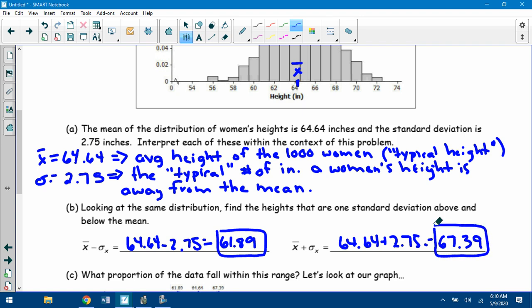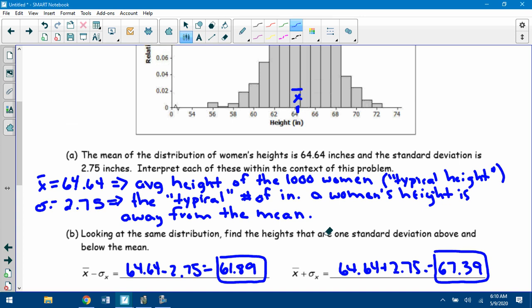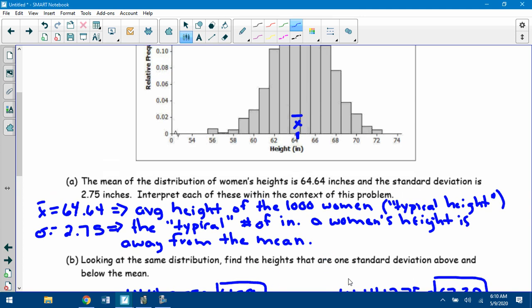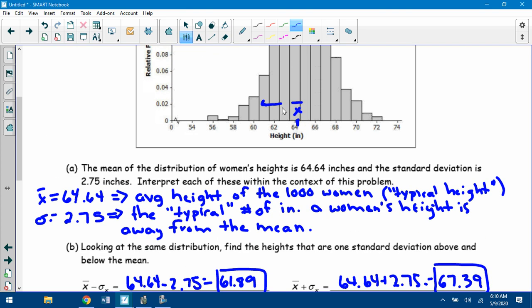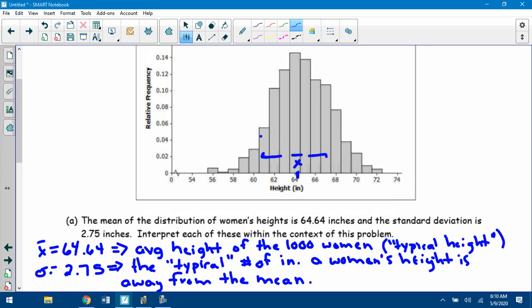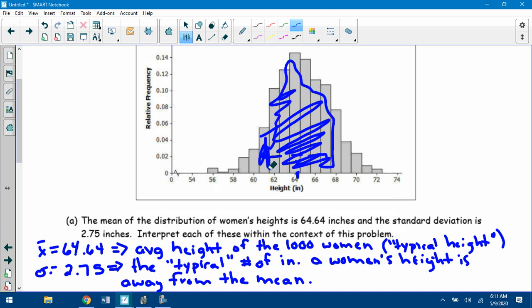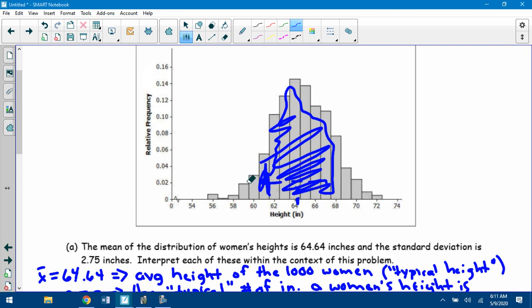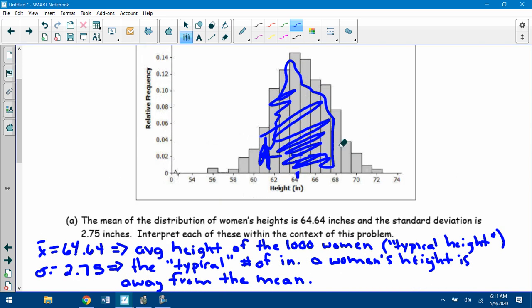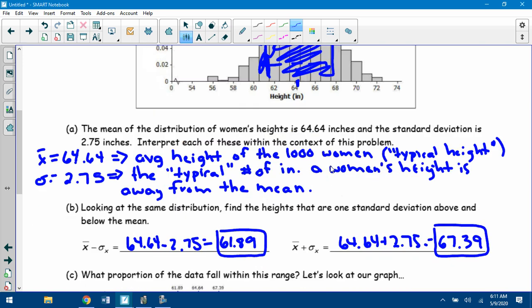Now, when I say it's the typical number of inches a woman's height is away from the mean, that just tells you that most women fall between these heights. So 61 would be somewhere over here-ish, and 67 would be somewhere over here-ish. Most women are somewhere in this range when I'm coloring blue. These women over here might be considered tall, these might be considered short, but the ones in the middle are the typical, average height. And that's what a standard deviation is. It's telling you how spread out the data is, where most of the data falls.